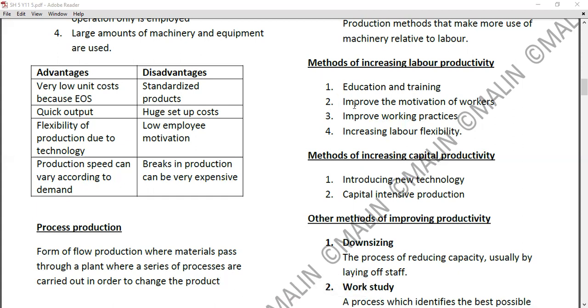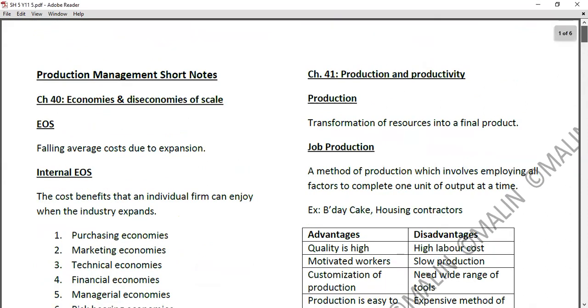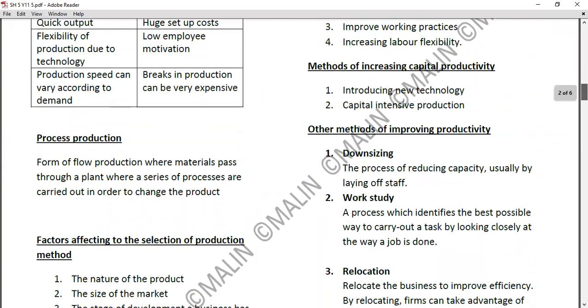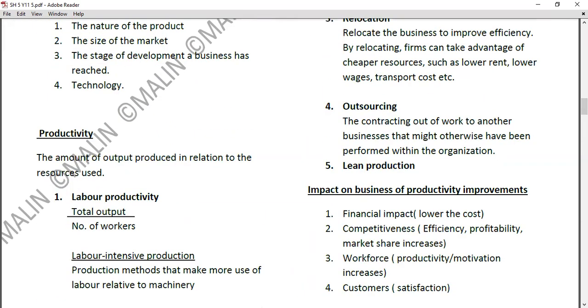Another one is to improve the motivation of workers. This is a short note I have designed for production management, so I will give you this one. It covers economies of scale, chapters 40, 41, everything, and the coming future topics are also included here. So this will be given. I'll share it with you as soon as possible.